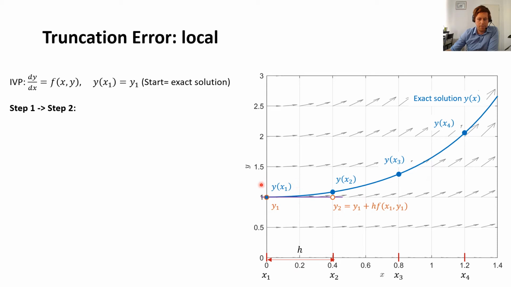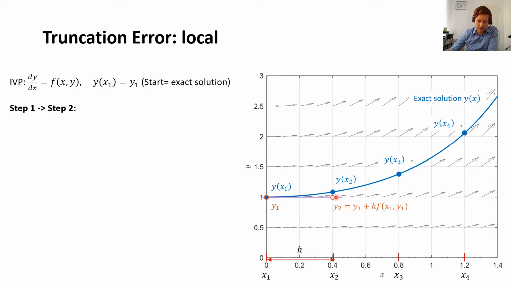So we start from the exact solution, and then we take a first Euler step. And this Euler step is defined as such. So we have the solution at the previous step, and we add to that h, where h here is 0.4, multiplied with f evaluated at x1, y1 over here. Okay. Now, you see here that we have made an error. So this is an error that we made by taking one step starting from the exact solution. So that is a local truncation error.